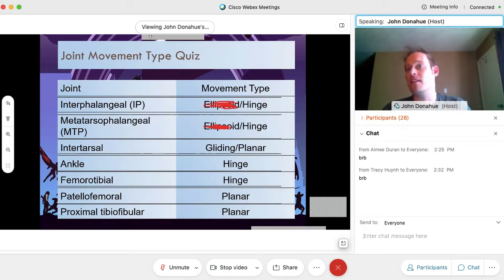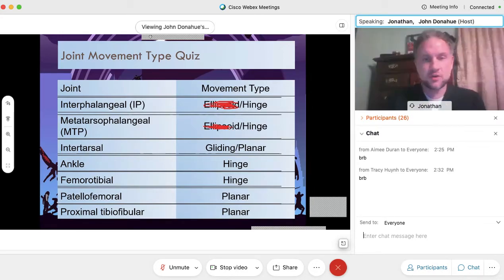The intertarsal is going to be gliding planar type. Ankle will also be ginglymus hinge. Femorotibial, ginglymus hinge. And then those last two that we see, patellofemoral and proximal tibiofibular, are going to be the gliding planar type. Make sure, as always, guys, you know both the names. So ginglymus hinge, gliding planar. That's the only two movement types that we have in the lower.